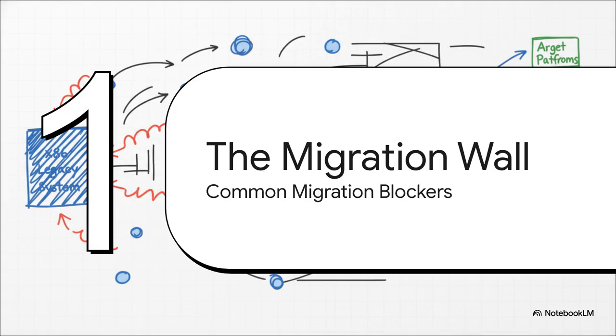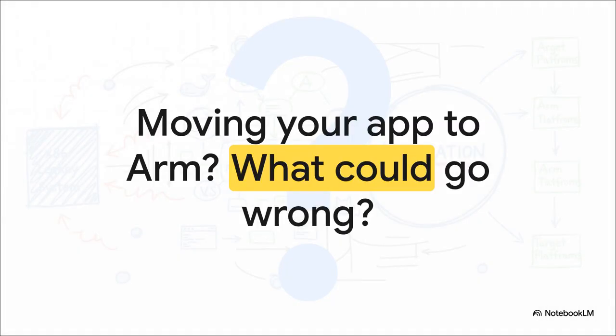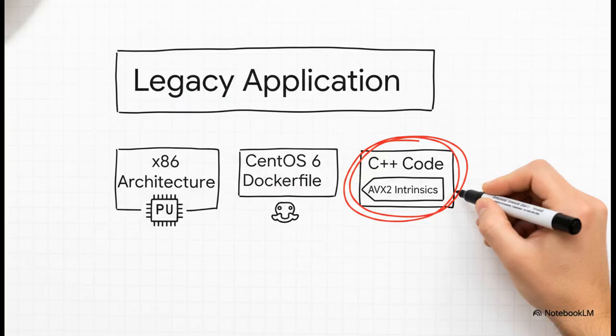All right, let's head over to the whiteboard because I want to sketch out a scenario that, if you're a developer or a DevOps engineer, you've probably lived this nightmare. So, you've got your containerized app, right? Moving it to Arm. What could possibly go wrong? It seems so simple on the surface. Just change the target architecture and hit rebuild. But as we're about to see, there are some nasty little surprises hiding in there that can stop a migration dead in its tracks.